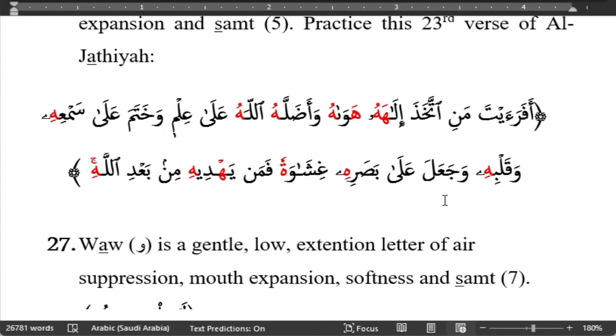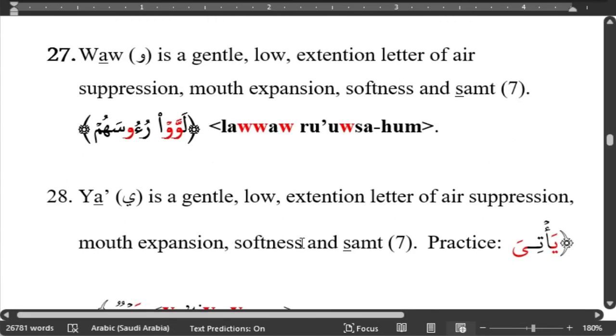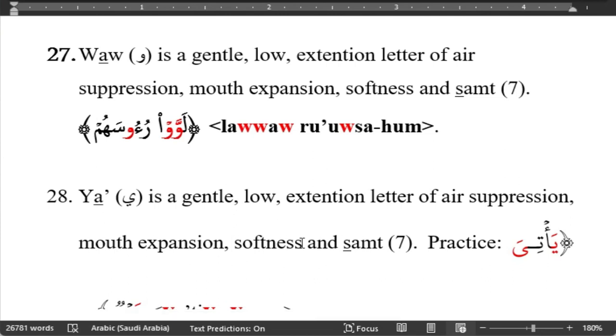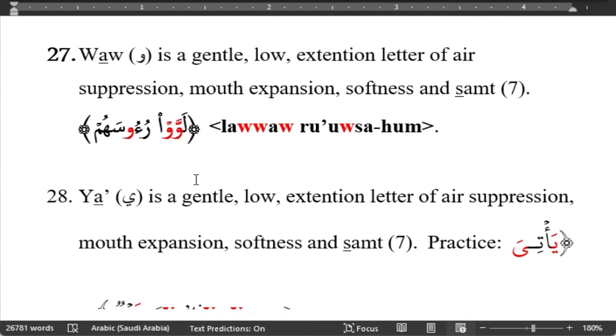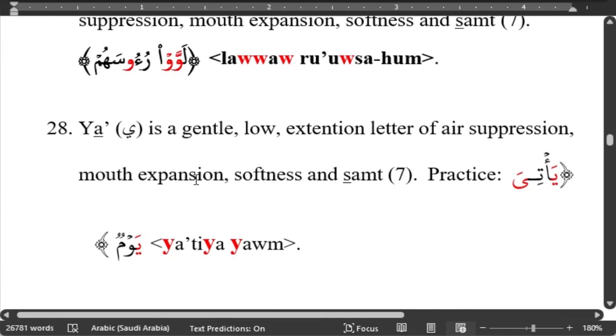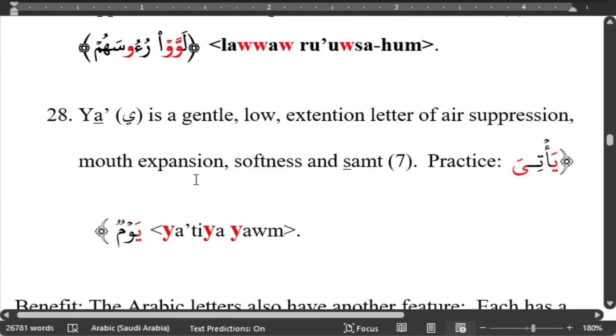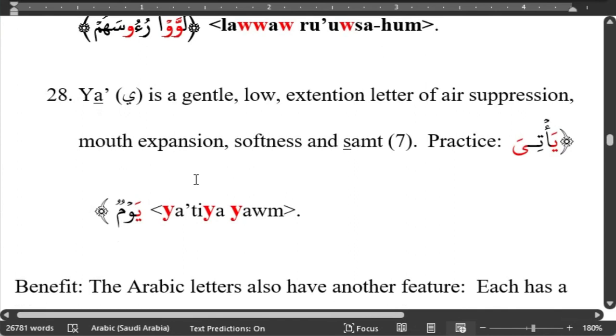And wow is a gentle, low extension letter of air suppression, mouth expansion, softness, and samt. Has 7 attributes. Allah says, lawwaw ru'usahum, lawwaw ru'usahum. Ya is a gentle, low extension letter of air suppression, mouth expansion, softness, and samt.